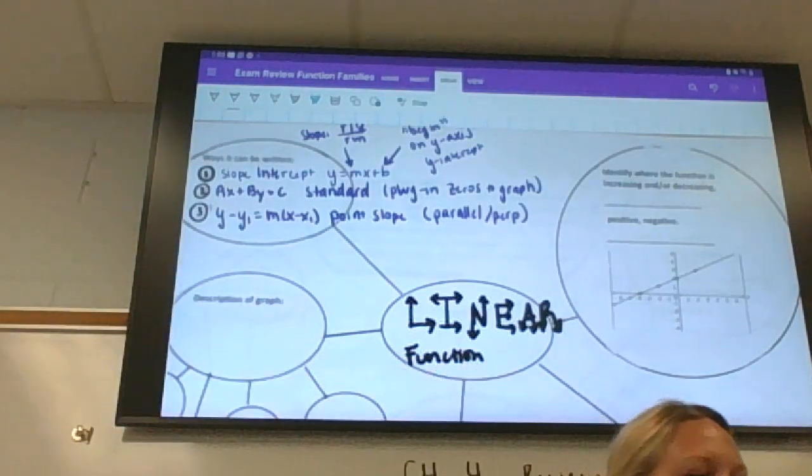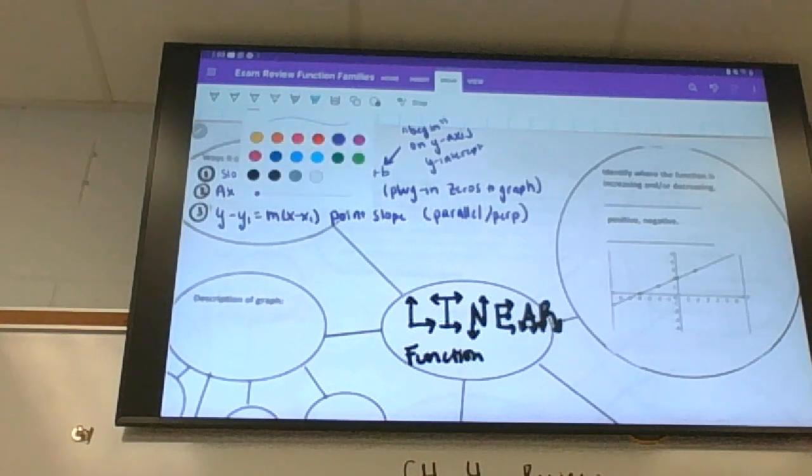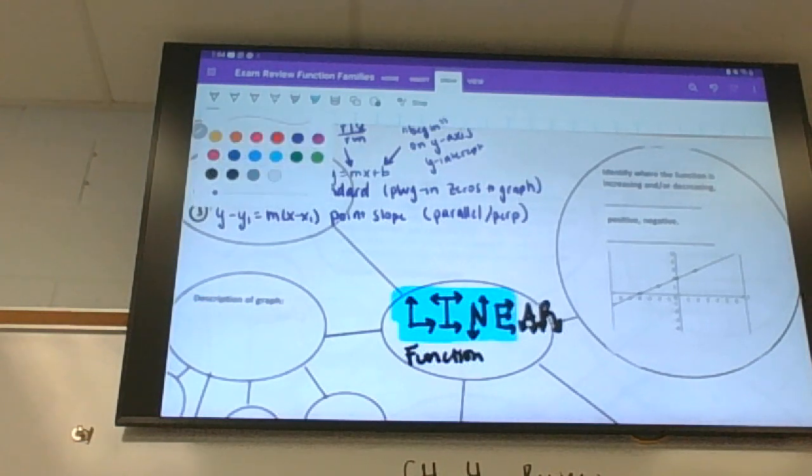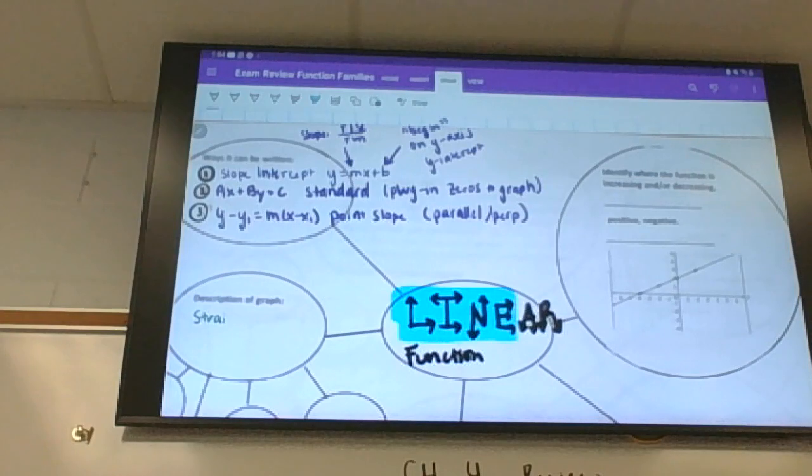Description of lines. Description of the graph is it's a straight line. That's why it's called linear. Did you guys know that line is in the word linear? Yeah. Straight line.